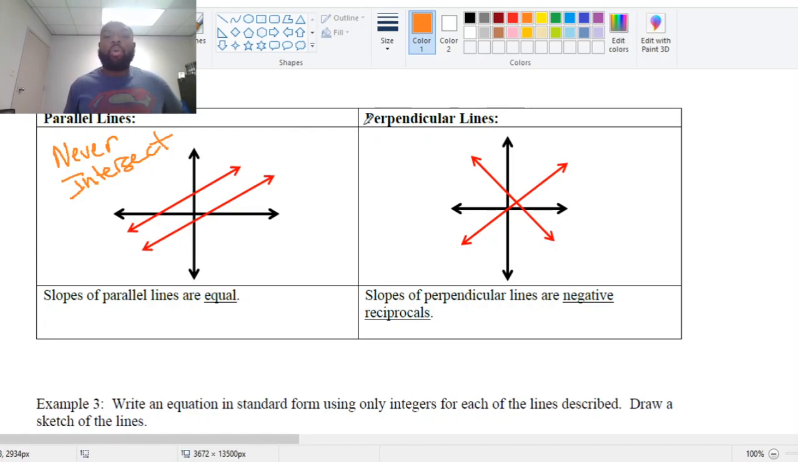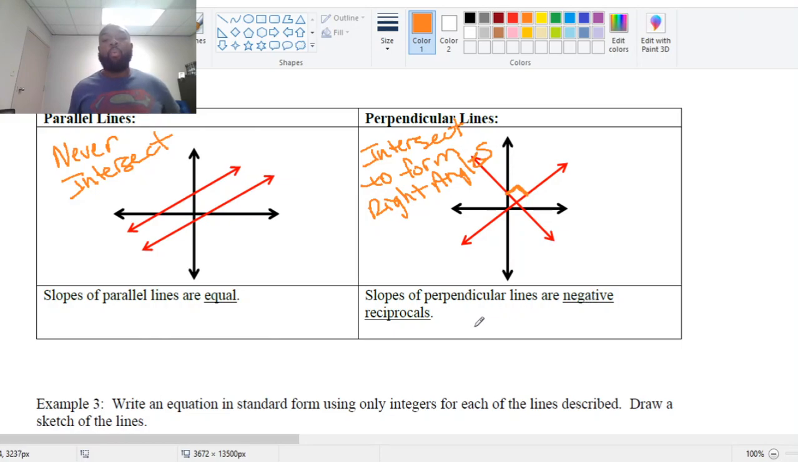Well, perpendicular lines, they intersect to form right angles. Right angles are 90-degree angles, right? And so I should notate here that this angle is a right angle, making four right angles, right? And it just so happens that the slopes of perpendicular lines are negative reciprocals, right?